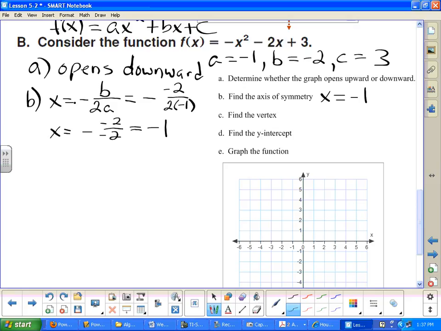Okay. All right, letter C, they want us to find the vertex. All right, to find the vertex, I know the axis of symmetry tells me the x value of the vertex. So to find the y value for the vertex, what do I have to do? Plug it in. Okay. So we're looking for k because the vertex is hk. So I put in -1 for x.